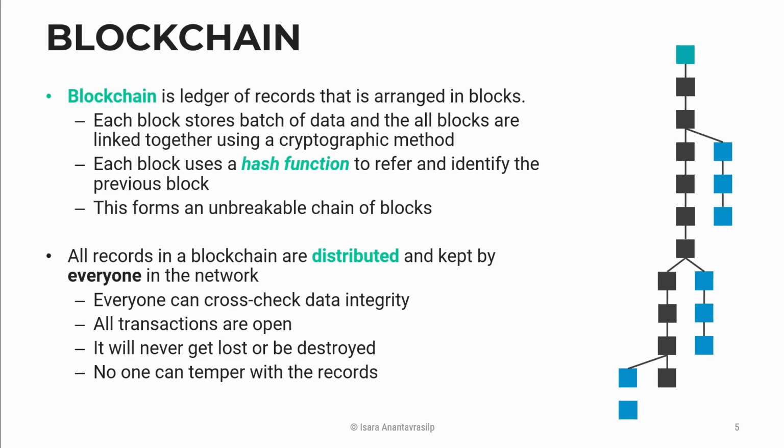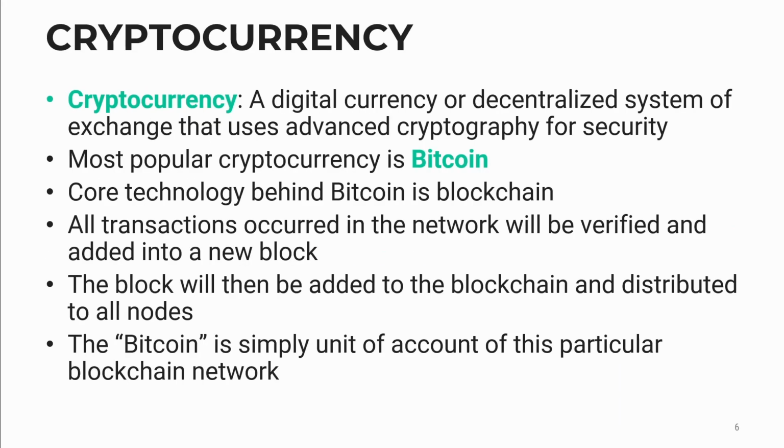But right now, let's just discuss a little bit more on cryptocurrency. Cryptocurrency is a digital currency that uses the distributed ledger technology to ensure the data integrity. The most popular cryptocurrency right now is Bitcoin. It is also the first cryptocurrency ever proposed. The core technology behind Bitcoin is blockchain. And I would like to emphasize here that Bitcoin uses blockchain to operate.